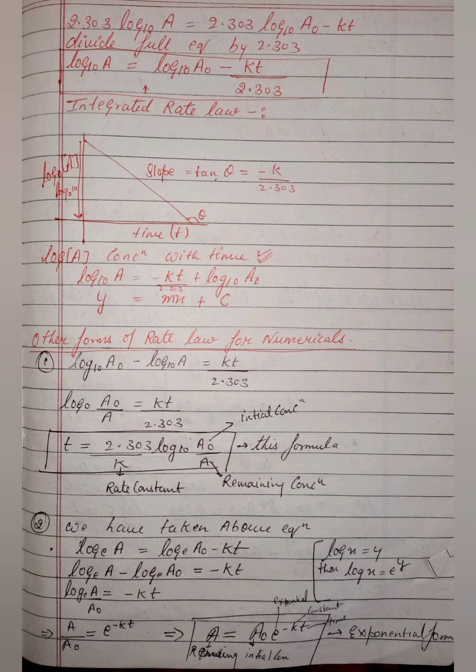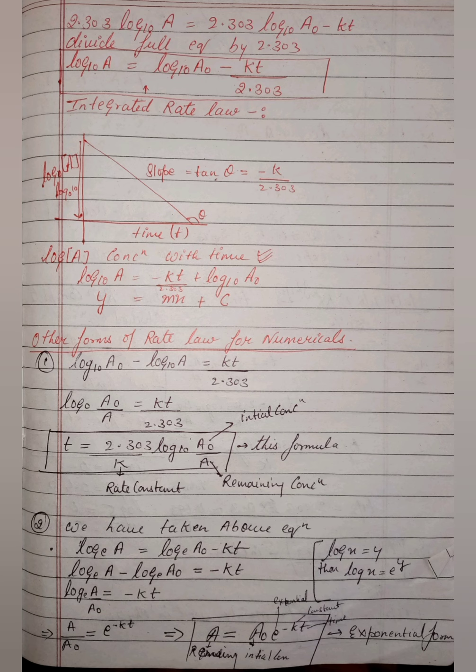As we make the graph, we make it with tan theta. The slope formation takes place in theta, so it comes as minus k upon 2.303. The graph is of log A concentration with time, and log 10 A equals minus kt upon 2.303 plus log 10 A naught. So if we find it with x and y, we have to find y equals mx plus c.